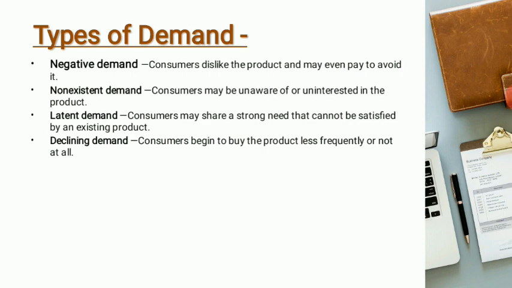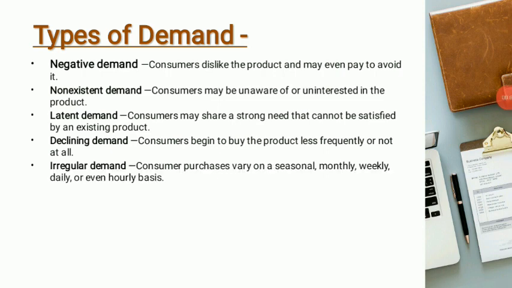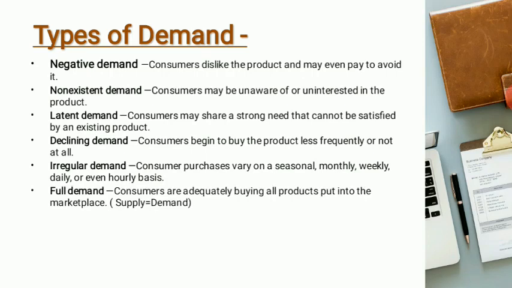Next one is declining demand. Consumers begin to buy the product less frequently or not at all. That is called declining demand, like CD players and picture tube TVs. Next is irregular demand. Consumer purchases of the product vary on a seasonal, monthly, weekly, daily or even hourly basis, like firecrackers and ice cream. Those are irregular demand. Next is full demand, where consumers are adequately buying all the products put into the marketplace. That is called full demand.